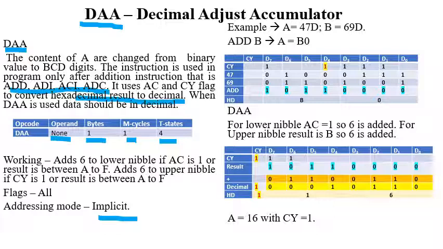The conversion process is: if the lower nibble is between A to F or auxiliary carry flag is 1, 6 is added to the lower nibble. Similarly, in case of upper nibble, if the result is between A to F or carry flag is 1, 6 is added to the upper nibble. For DAA to work, the input data should be in decimal.